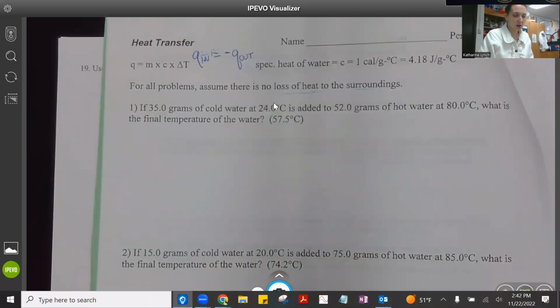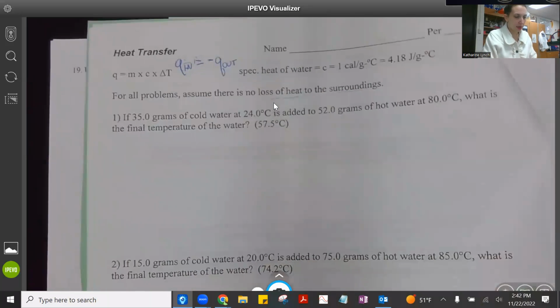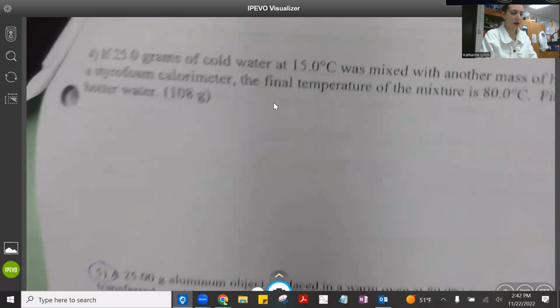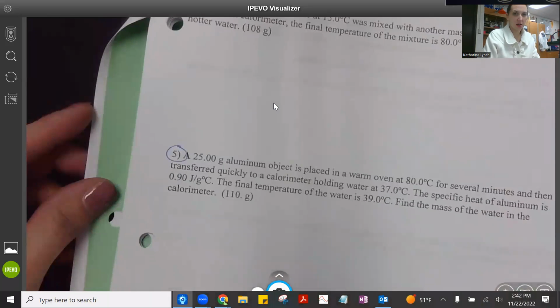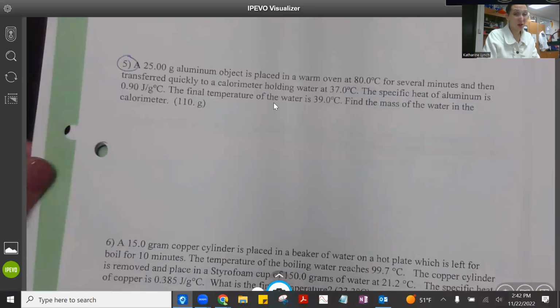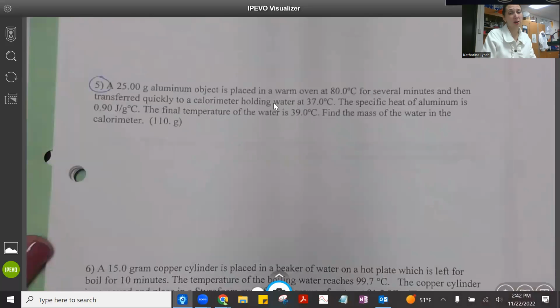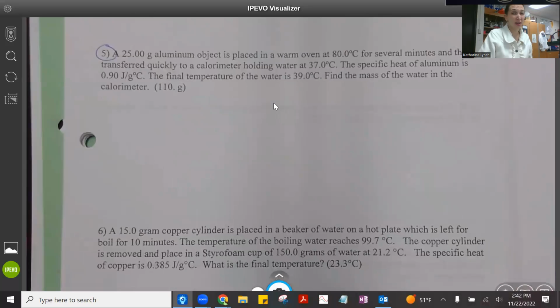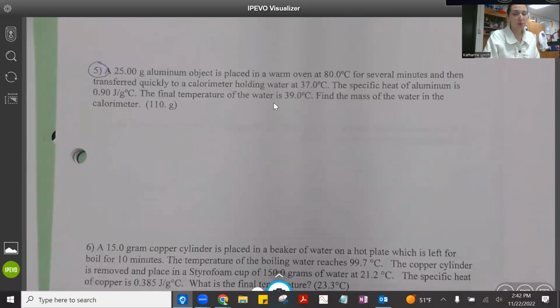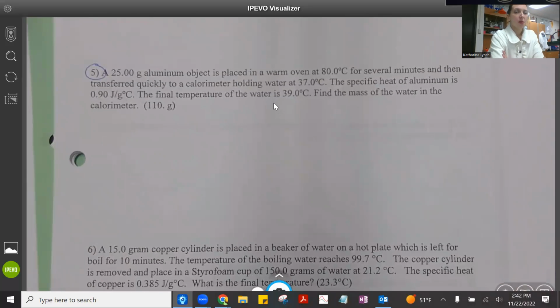So I'm actually going to start this lecture with number 5. And number 5 and below it, number 6, are really similar to your specific heat of a metal lab that you guys are going to do. So we're going to practice these first, and then we'll go back to number 1 on this worksheet.